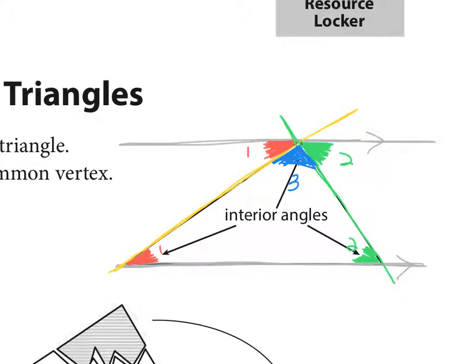I hope that you see that all three of those angles together are making, well, I guess it's not a linear pair because there's three of them, but they are coming together to create a line, which means that all three of these angles are going to add to equal 180. So that's our first theorem for today: all three angles of a triangle add to equal 180 degrees. All right, so you need to have that written down.